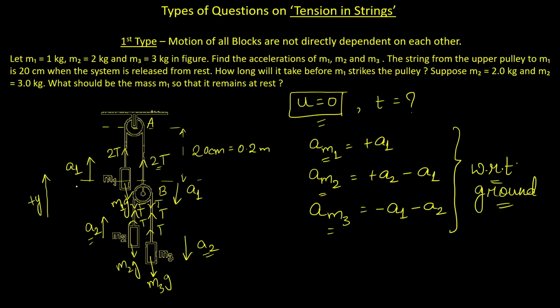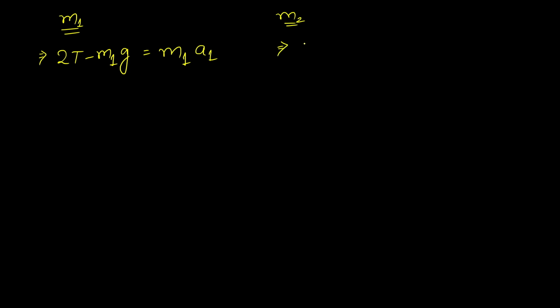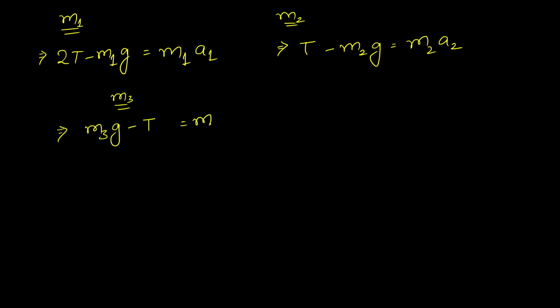Then for mass m1, if it is moving in the upward direction, then 2T minus m1g is equal to m1 into a1. Why? Because I have considered the acceleration of m1 as a1 in the upward direction. Now for mass m2, it is moving upward with acceleration a2, so T minus m2g is equal to m2 a2. And for m3, it will be m3g minus T is equal to m3 a2. So these are the three equations that we are having now.